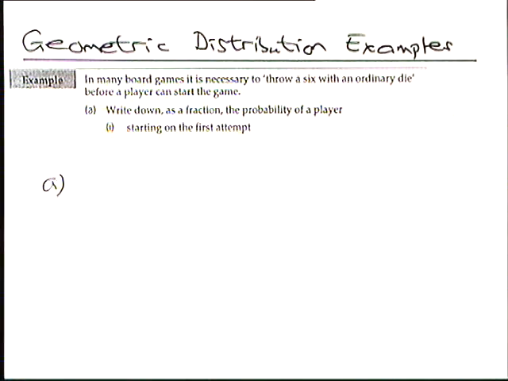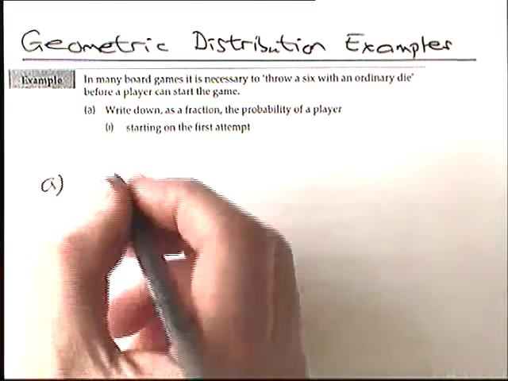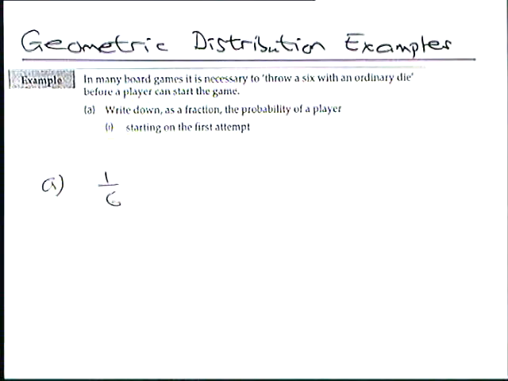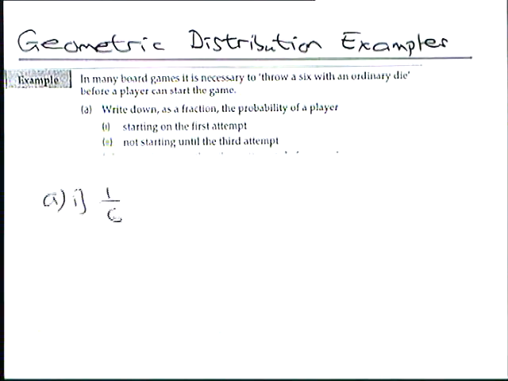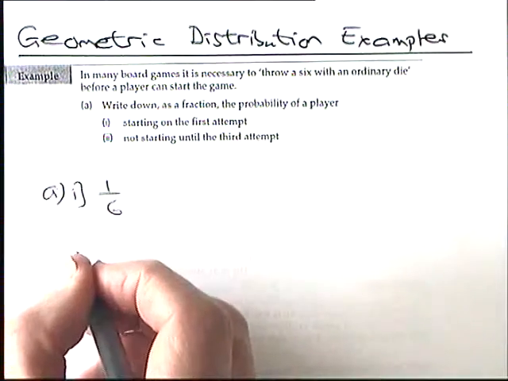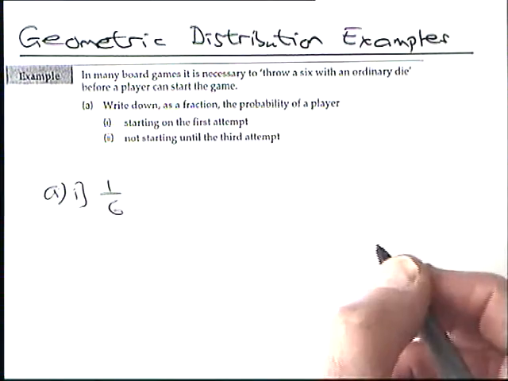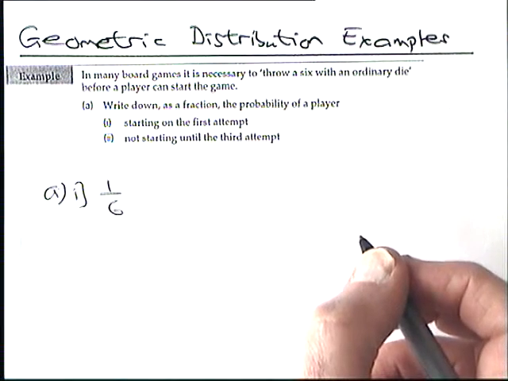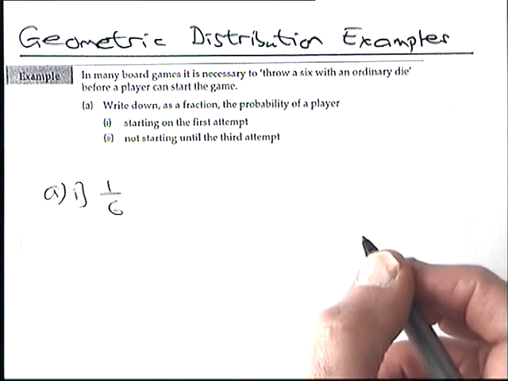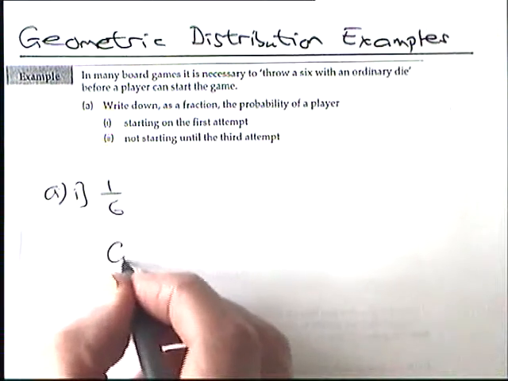It's a nice easy question. 1/6, yeah. Okay. We haven't been asked to write down any notation or anything, so that one is just 1/6. That's A1. A2, not starting until the third attempt. Now, before we go any further, let's decide what we are dealing with here and start using the notation. What are we dealing with here? That's a geometric distribution.